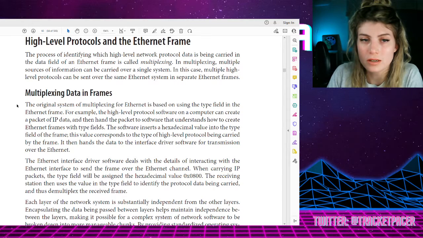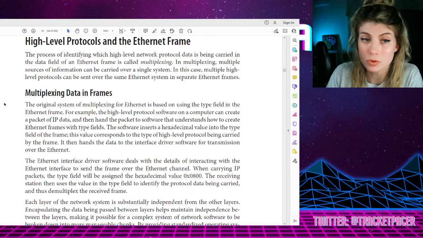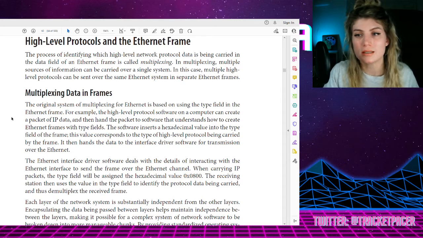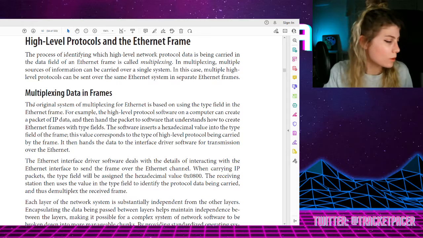This is cool. The process of identifying which high-level network protocol data is being carried in the data field of an Ethernet frame is called multiplexing. Identifying which high-level network protocol data is being carried in a frame, multiplexing. In multiplexing, multiple sources of information can be carried over a single system. In this case, multiple high-level protocols can be sent over the same Ethernet system in separate Ethernet frames.